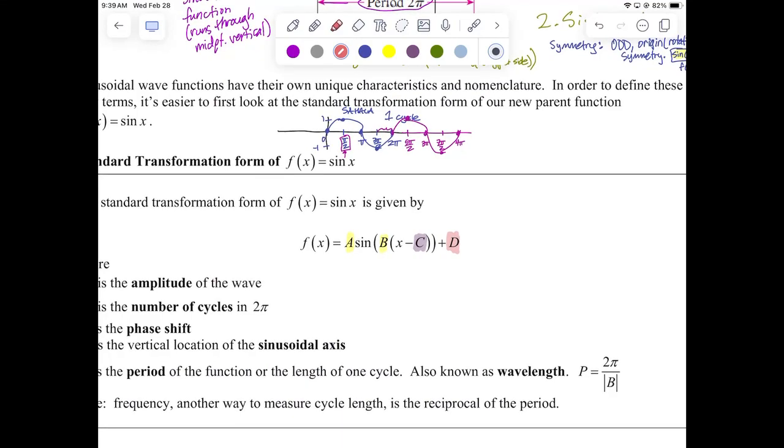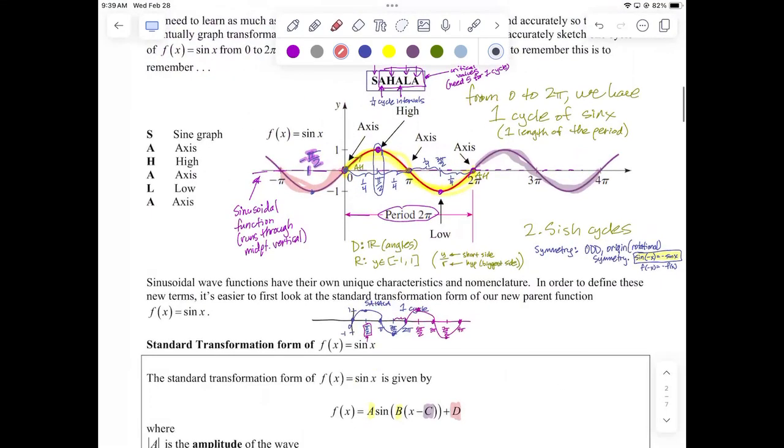Question, Brady. The quiz is 10 questions tomorrow, all sine and cosine, yes. All sine and cosine.